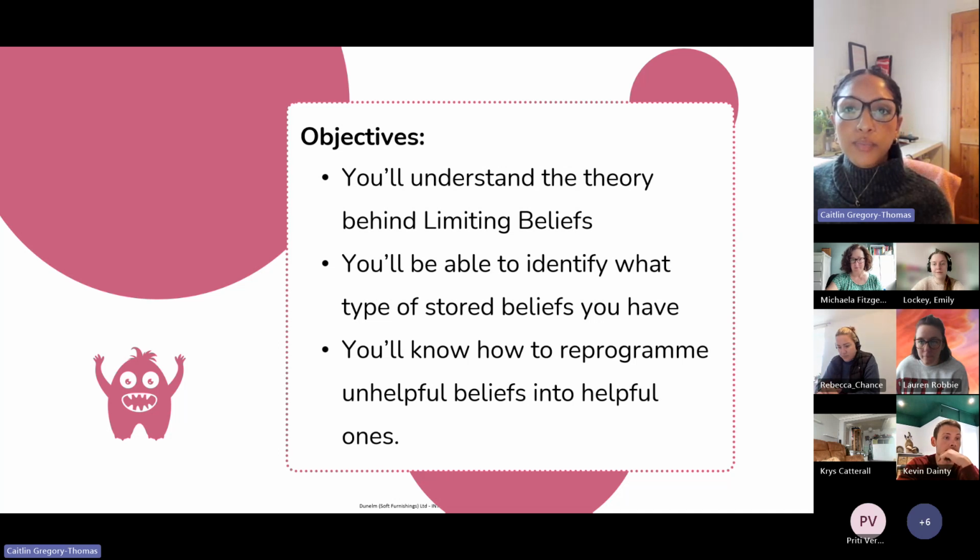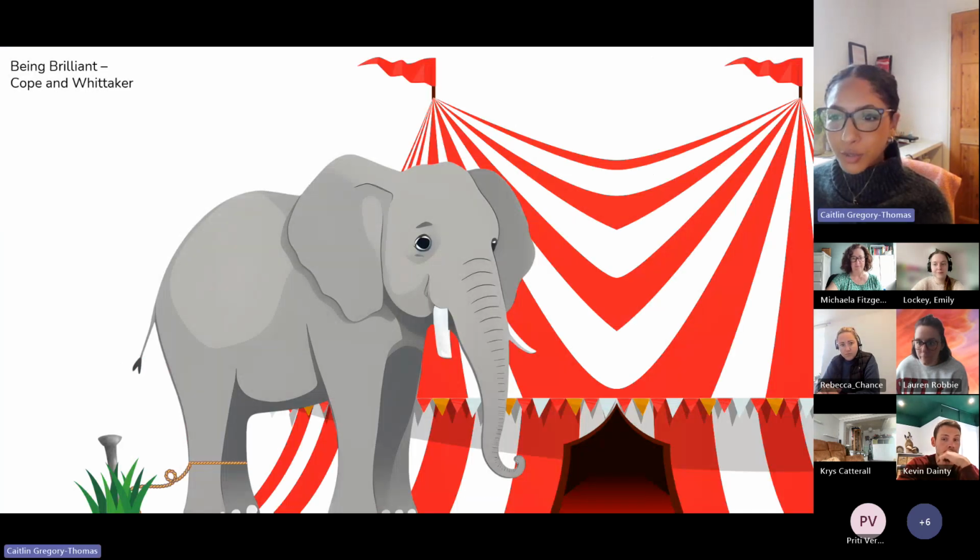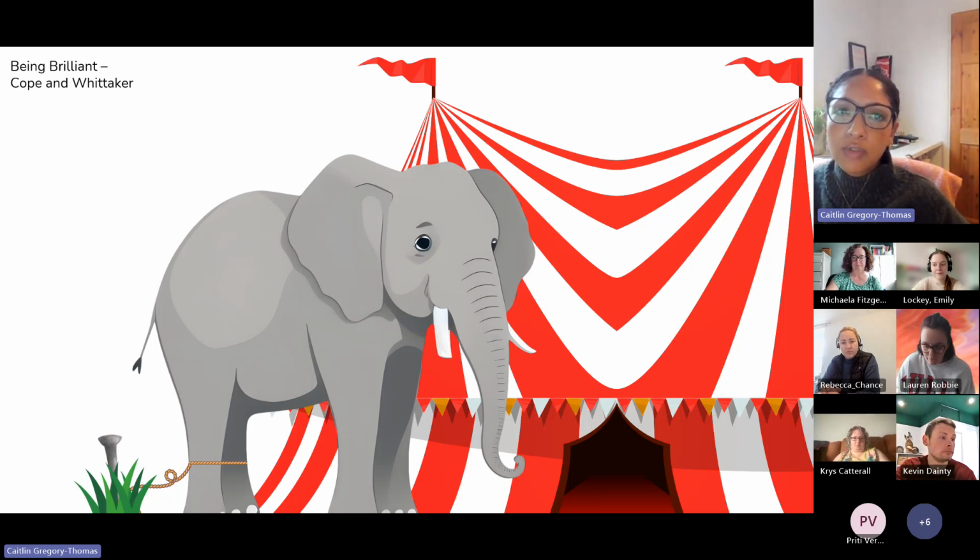Okay, so we'll start off with a bit of a story. I love a story in a session. So this story fable comes from a book called The Art of Being Brilliant, which is by Andy Cope and Andy Whitaker. The foundations of this session are based on 2, maybe 3 books, and I'll go through those at the end of the session if you'd like to do a bit of further reading.